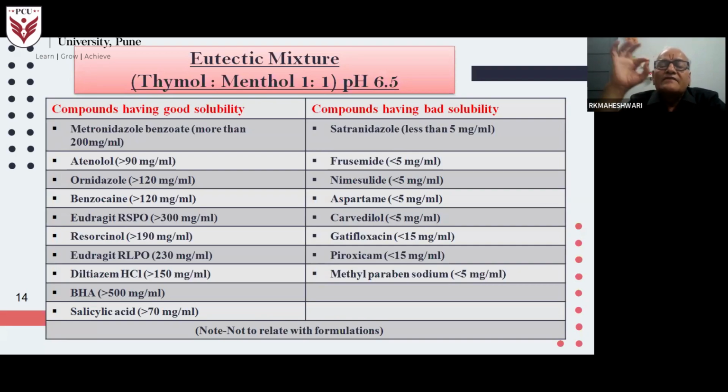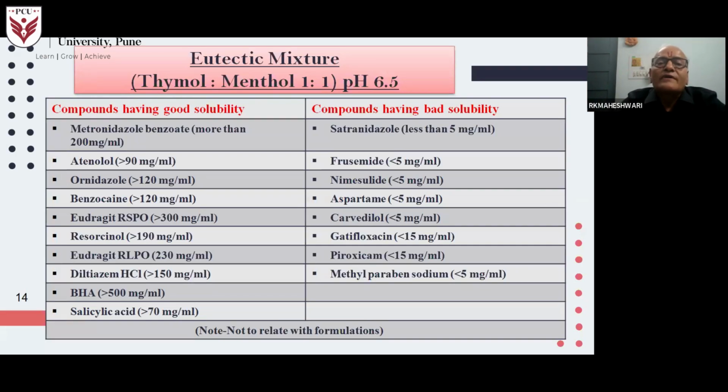Chloroform is a good solvent for some compounds and bad for others. Similarly, this eutectic liquid is a good solvent for some compounds, such as metronidazole, benzoyl metronidazole, or arnidazole, and a bad solvent for others, such as secnidazole. So now you can say this eutectic liquid is a solvent.